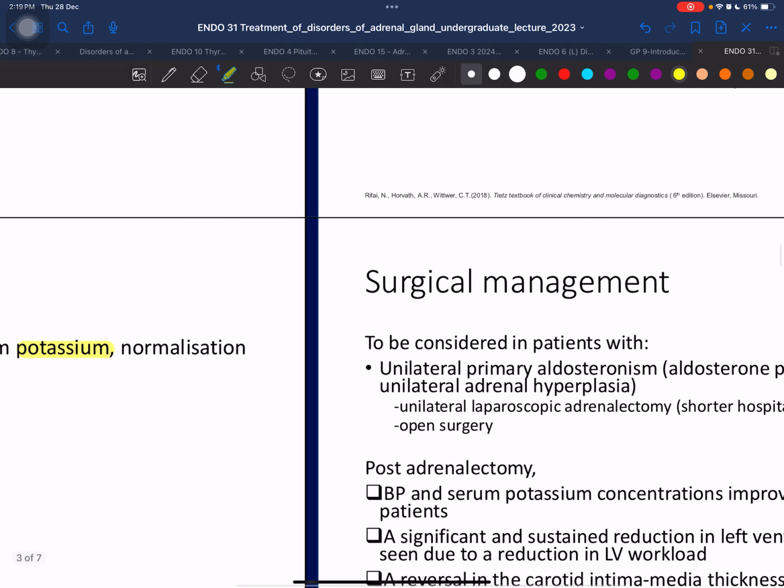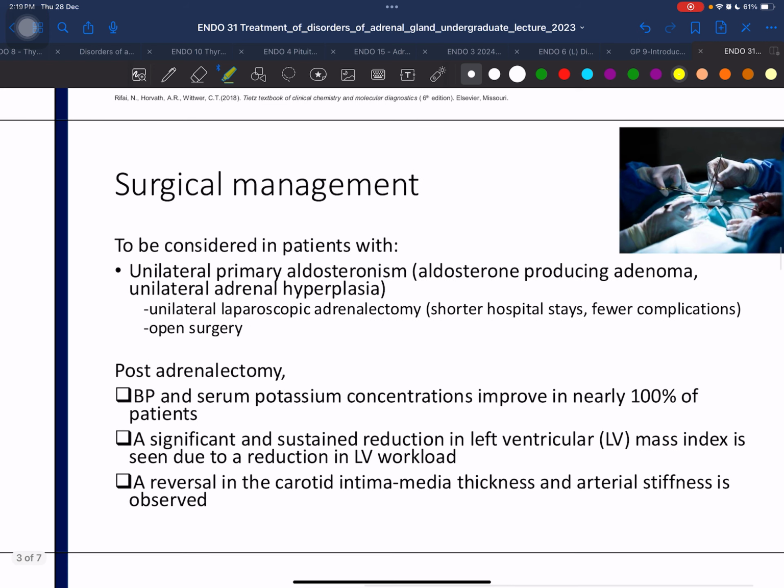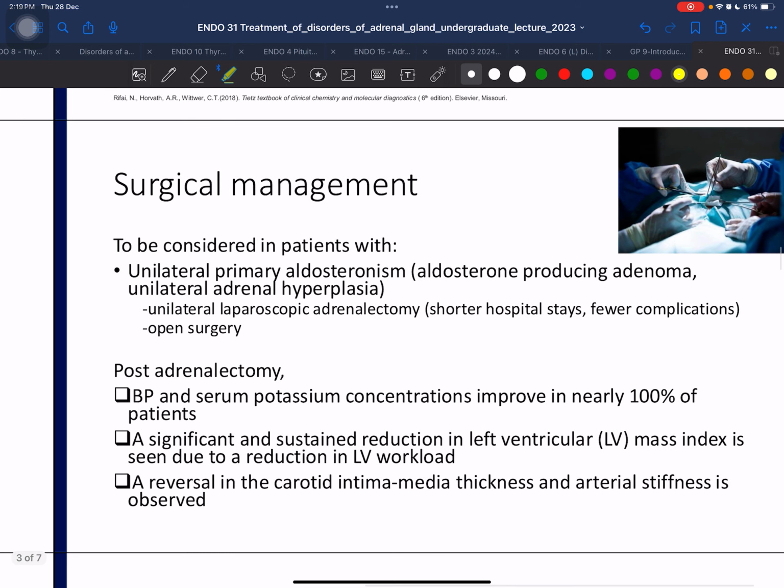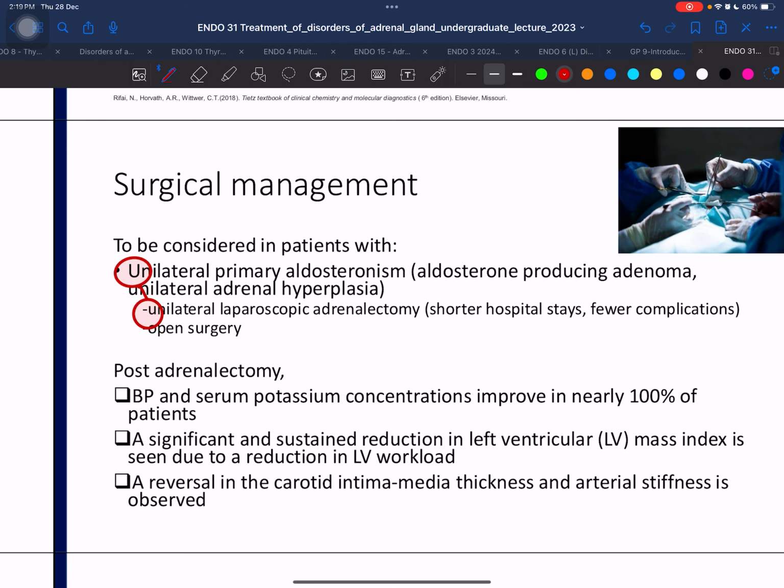Surgical management is to be considered in patients with unilateral primary aldosteronism. For example, they have an adrenal adenoma or unilateral adrenal hyperplasia. So they can undergo either a laparoscopic surgery or an open surgery. The type of surgery is under the jurisdiction of the surgeon, obviously. The surgeon will assess the patient and see which one is better. Of course, with laparoscopic surgery, because you only have small incisions, there is smaller risk of infection and bleeding, and that's why you have shorter hospital stays and generally fewer complications.